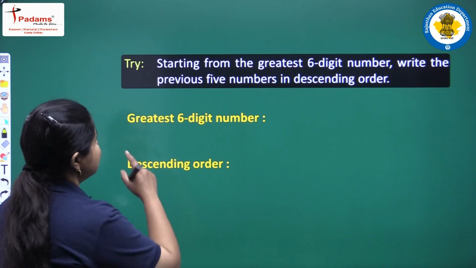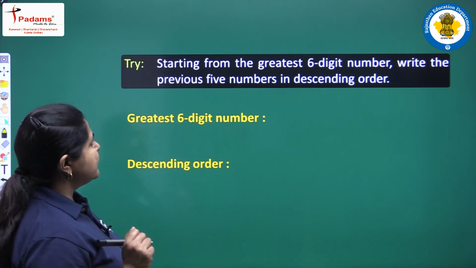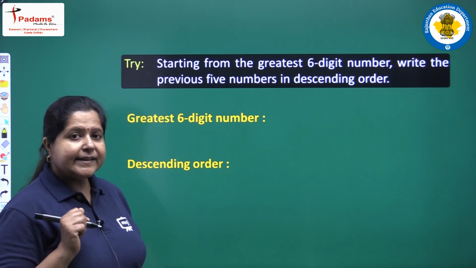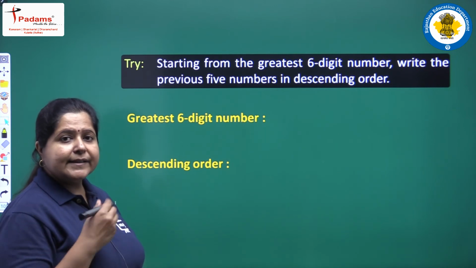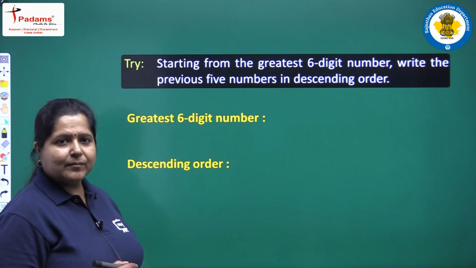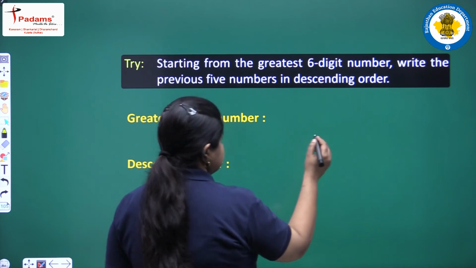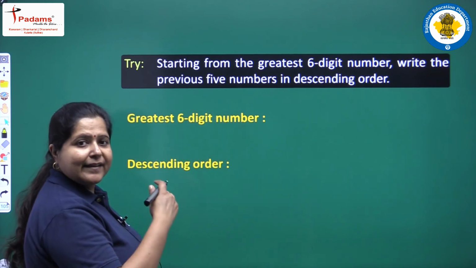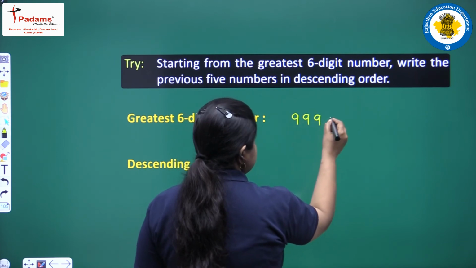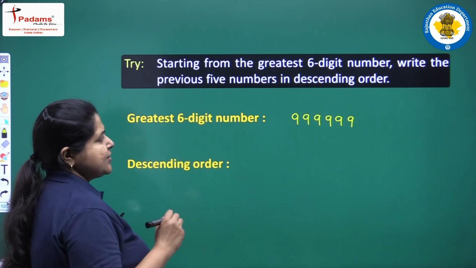Now let us take one more question just to check whether you are going on the right track or not. Starting from the greatest 6-digit number, write the previous 5 numbers in descending order. We had earlier discussed the greatest and smallest numbers in the respective digits. We need to write the greatest 6 digit number, so we will take all the digits to be 9. 6 digits, so 1, 2, 3, 4, 5, 6. This is the greatest 6 digit number.